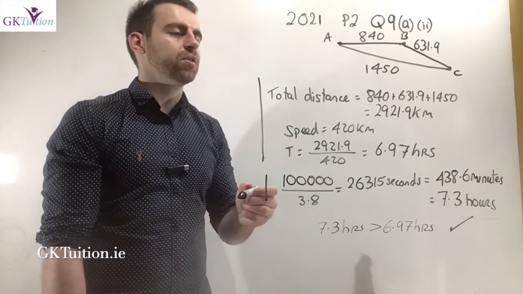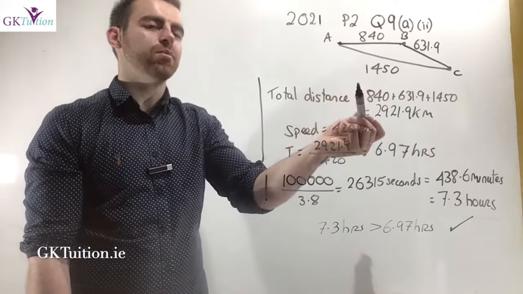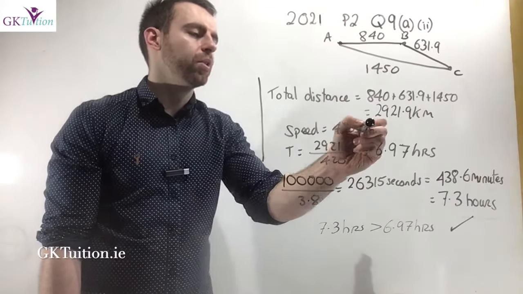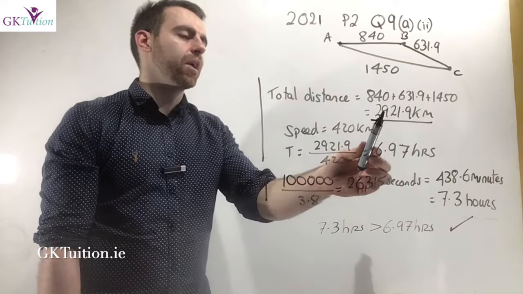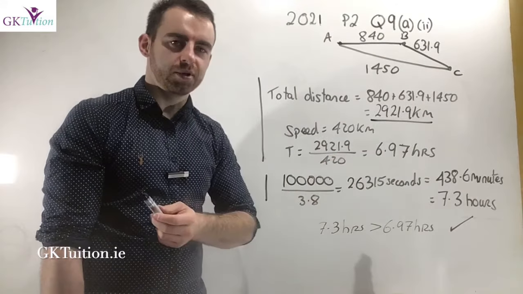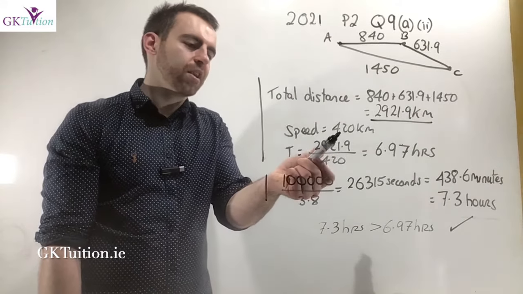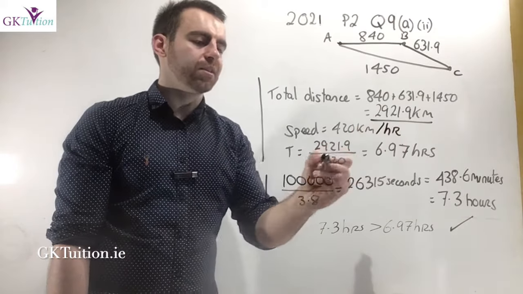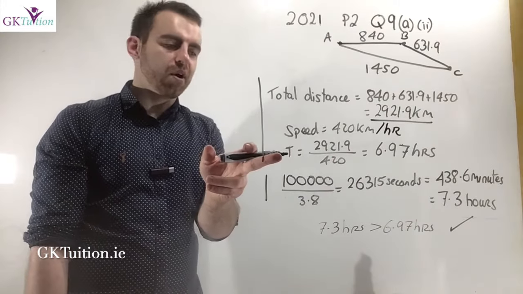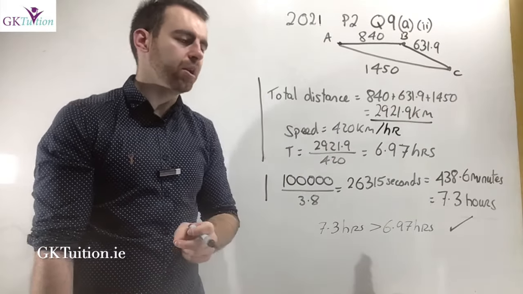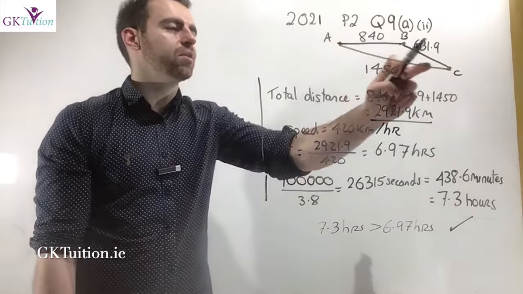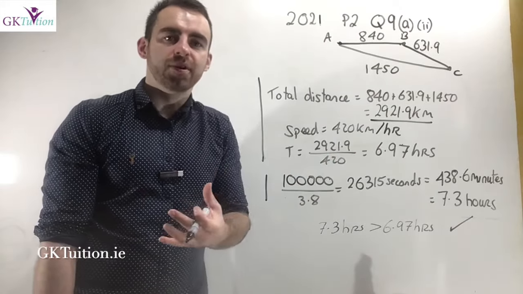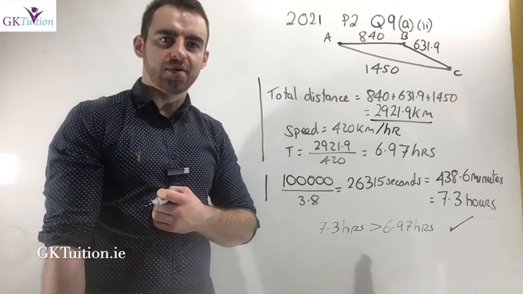First thing I decided to do was to work out the total distance traveled by the plane. So add up the distance from A to B to C and back to A. When you add them up, the total distance traveled by the plane is 2,921.9 kilometers. We know the speed the plane is traveling at is 420 kilometers per hour. So I know my distance, I know my speed. To work out the time, it's simply the distance divided by the speed, and that tells me that this entire journey takes the plane 6.97 hours. So hopefully there's enough fuel to last for 6.97 hours.